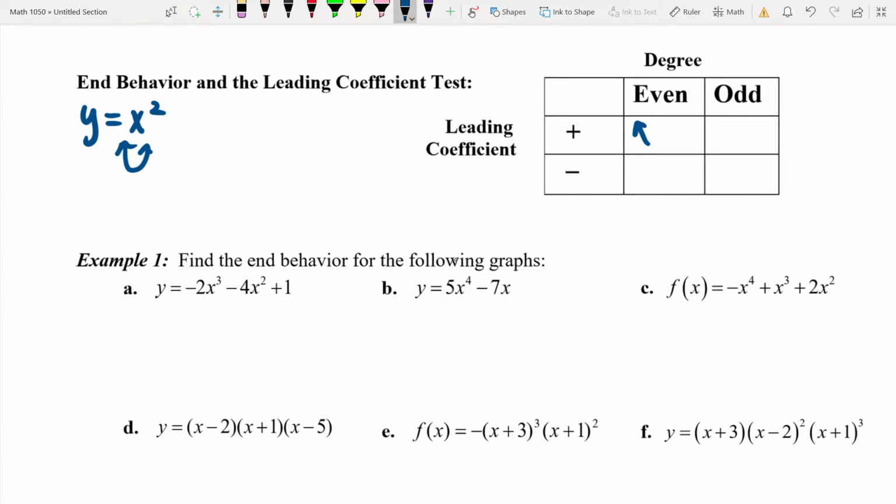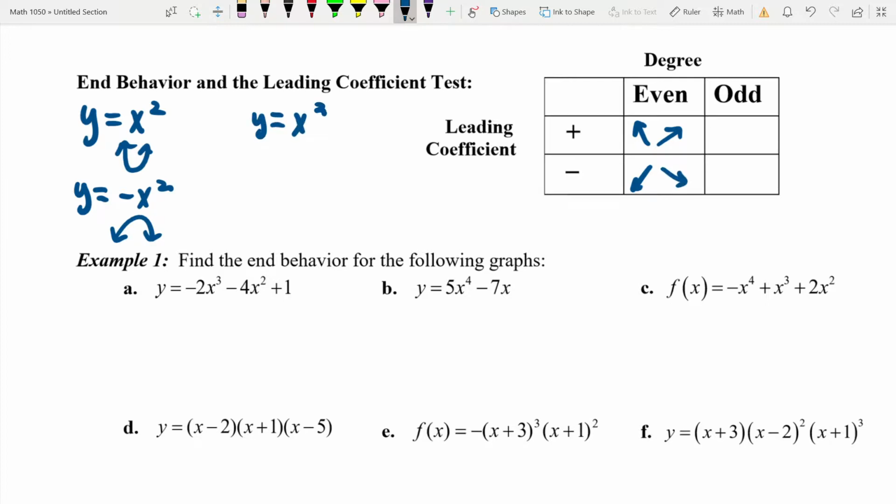My right arrow would be right up. Okay, make sure you fill that in. What if it was a negative x to the second? That would make that guy open down, right? So with the left arrow, everybody tell me, go left up or left down? Left down. And then the right arrow would go right up or right down? Right down. Okay? Now let's look at an odd.